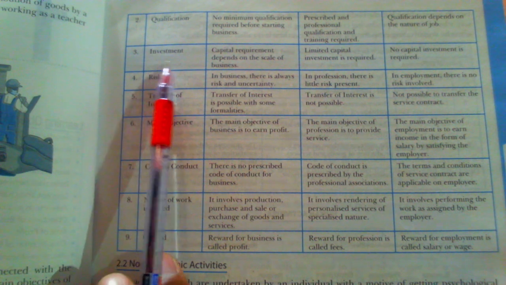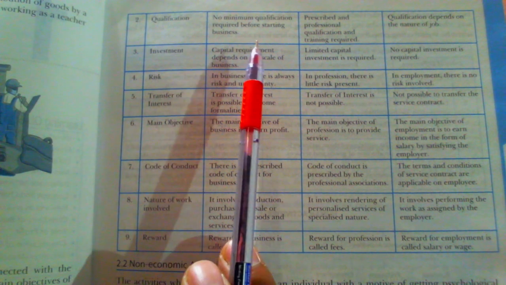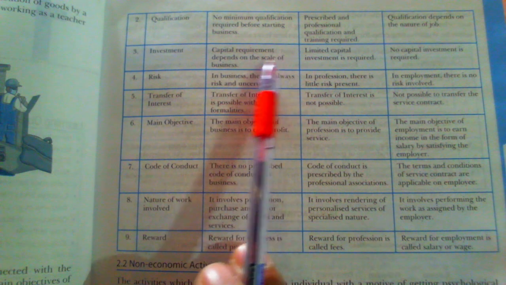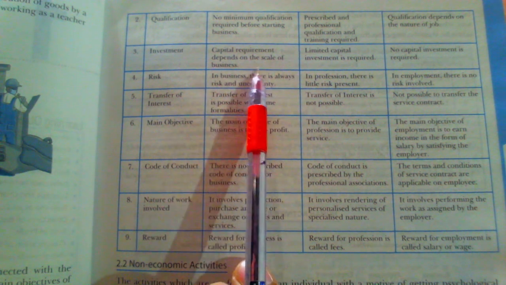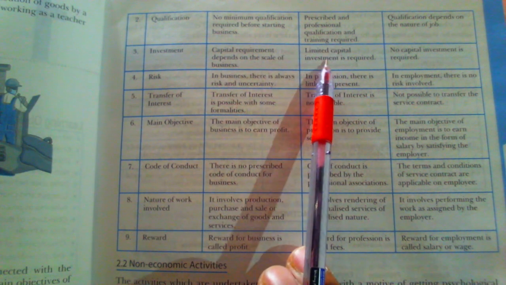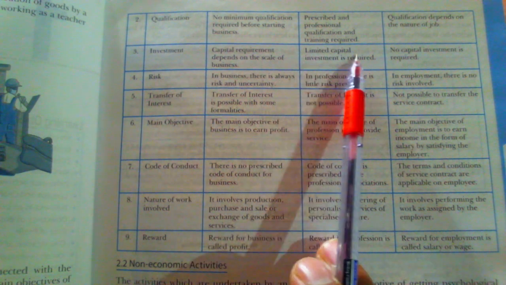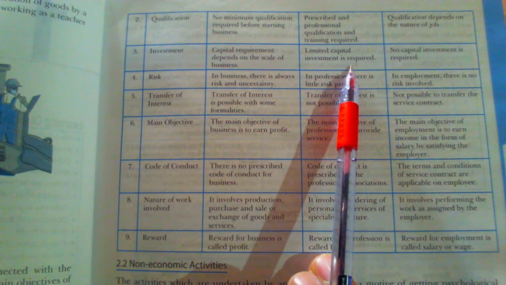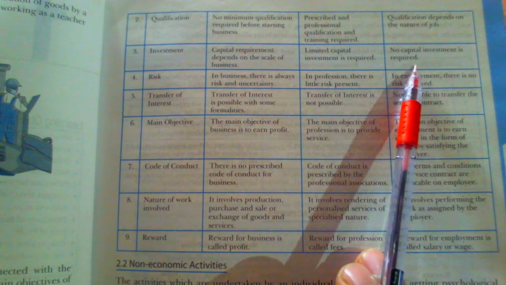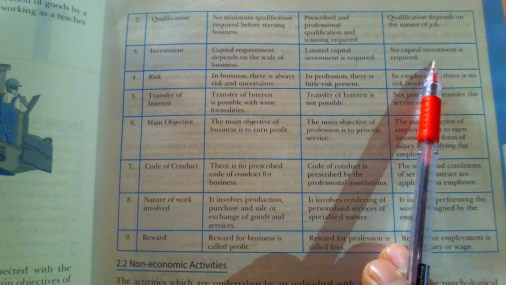Next type of difference is investment. In business, capital requirement depends on the scale of business. Next one is profession. In profession, in terms of investment, limited capital investment is required. And in employment, no capital investment is required.